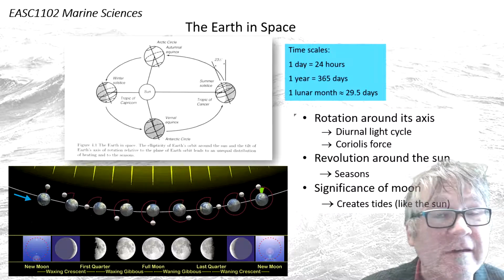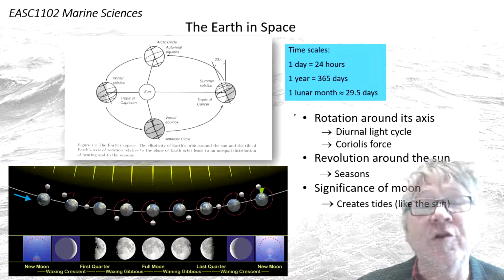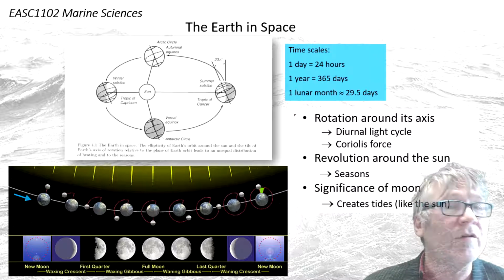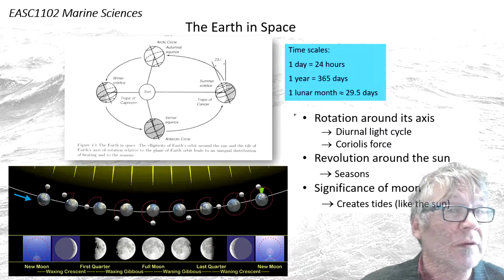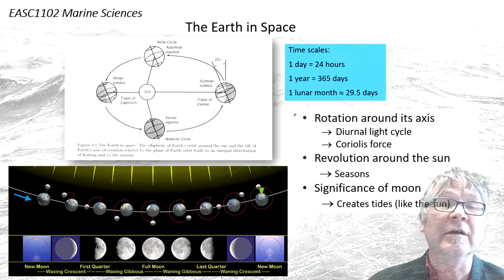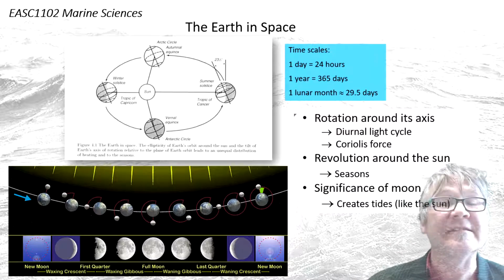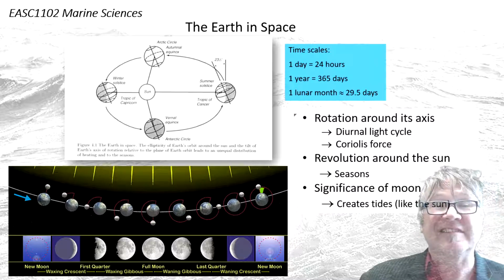The behavior and movement of the Earth in space has different aspects which are relevant to life on Earth. So one thing, for example, is that the Earth rotates around its axis. Sometimes it's day, sometimes it's night.